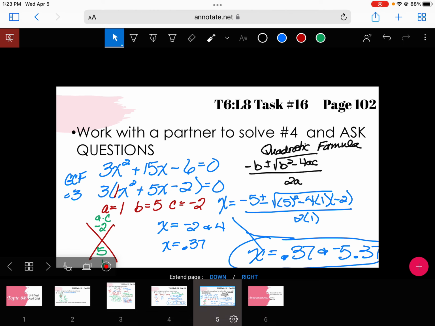So if you did not get those, that means you might have made some small error in putting your numbers together. Okay? So x equals 0.37, x equals -5.37. Did anybody get those? You got the first one, I know. Did you try it again or not? No?